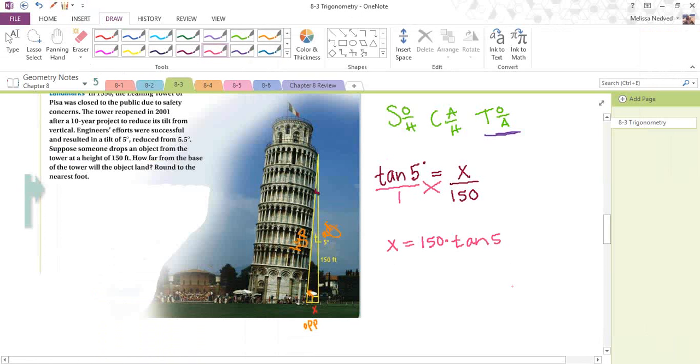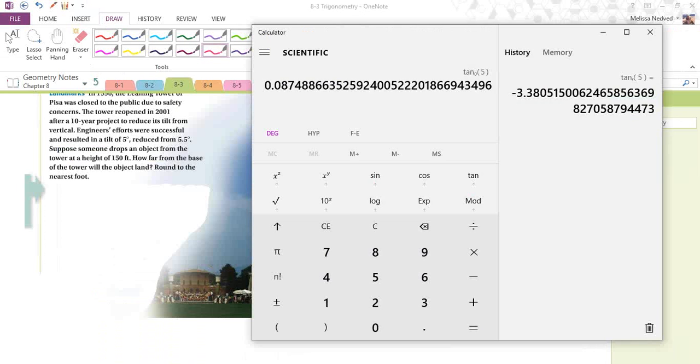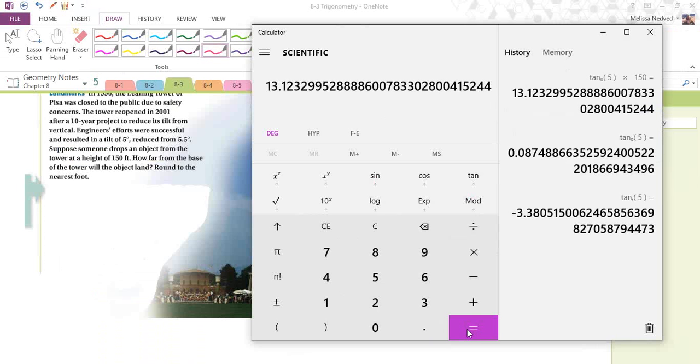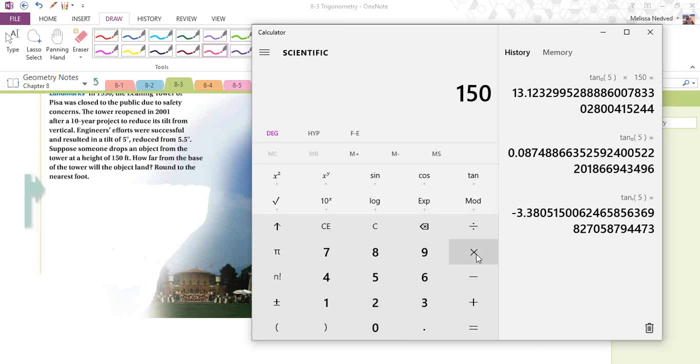Now you can write tangent of 5 times 150. In my mind, it's better to write the 150 first because then you know that it's not part of what you're taking tangent of, but you can set it however you want. So X is equal to 150 times tangent of 5. A couple ways you can do this. If you already had tangent of 5 in your calculator like I did, you can just multiply that by 150, and there's your answer. Or if you want to plug it all in at once, 150 times 5 tangent, then make sure you click enter.